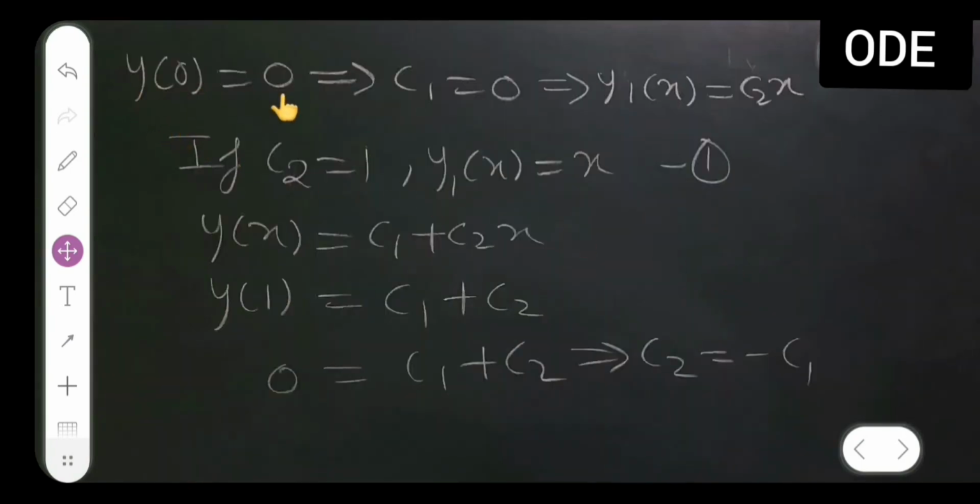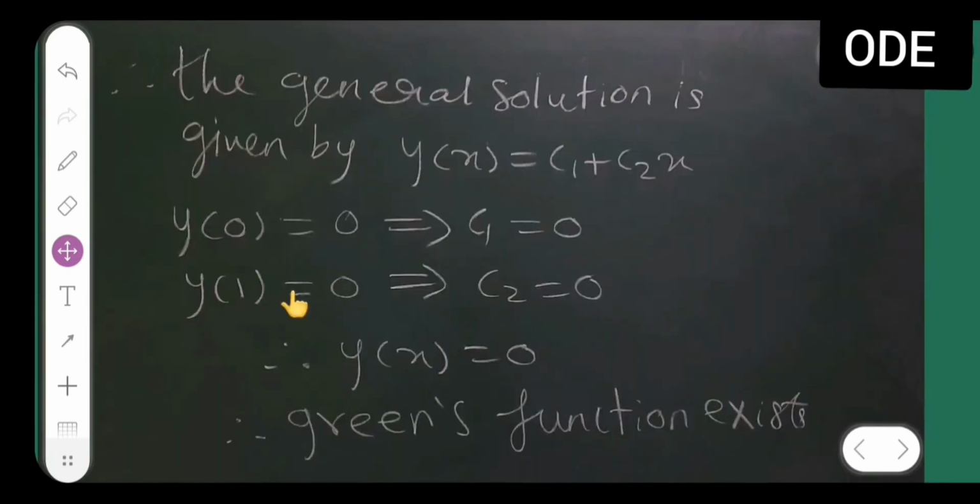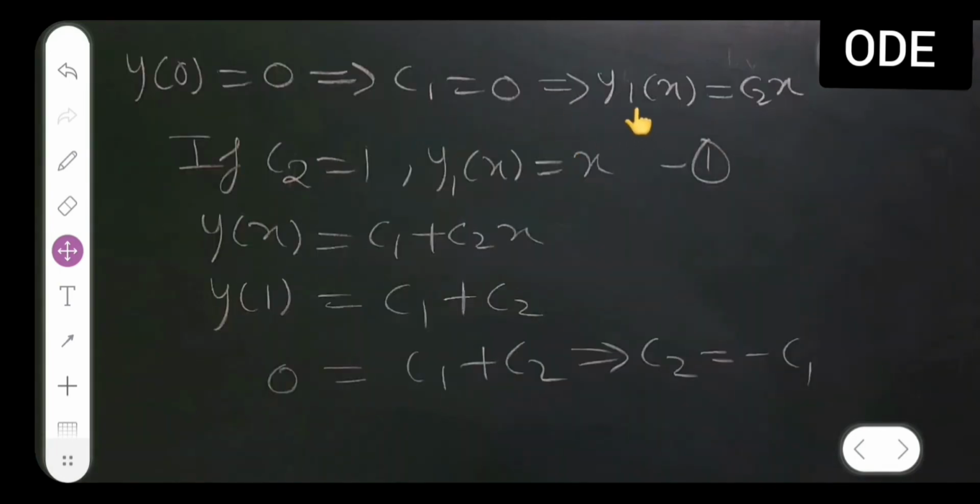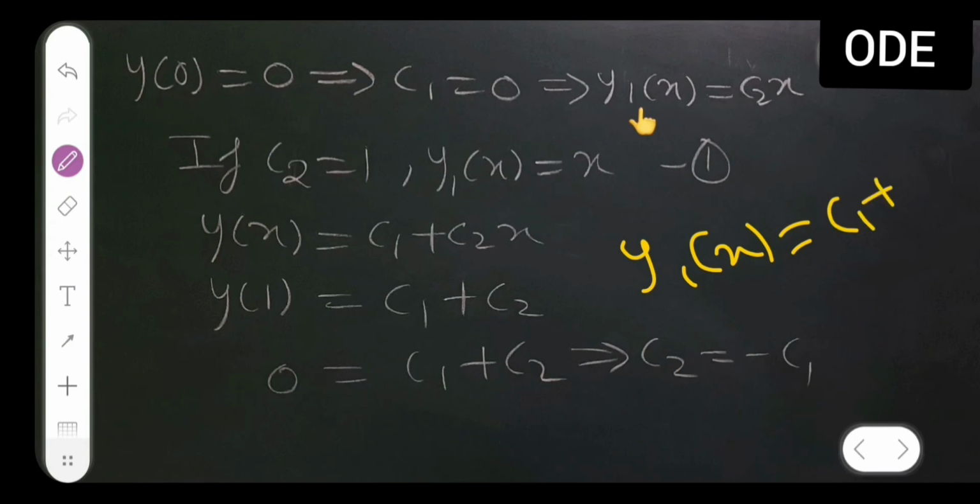So y of 0 is equal to 0 implies c1 is equal to 0, right? And from the general solution I have taken this. The general solution was y of x, and I have taken it in terms of y1 of x, which is equal to c1 plus c2 of x. So if c1 is equal to 0, then we get c2 of x. So that's how I got this.